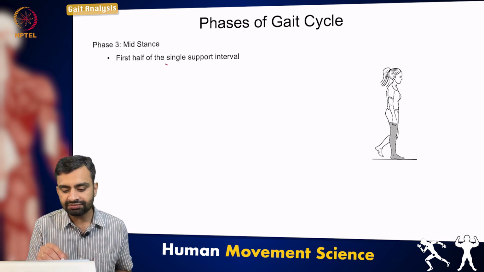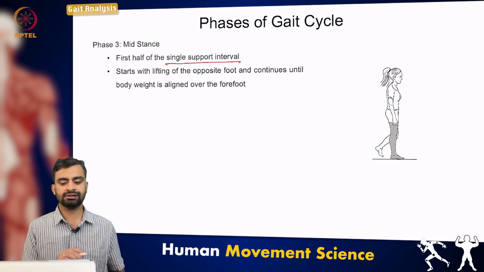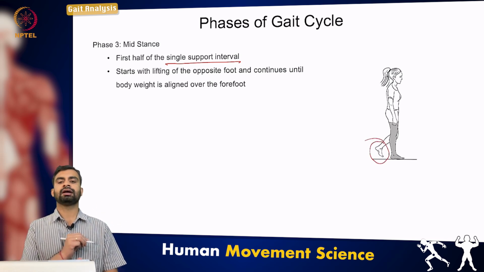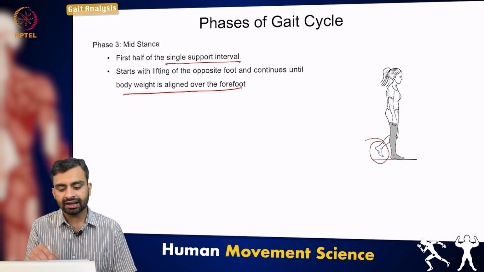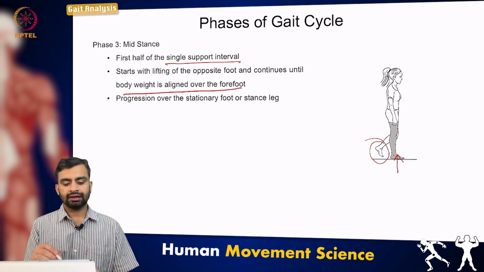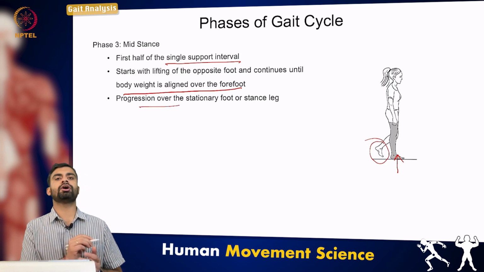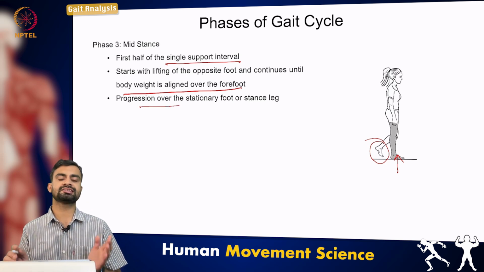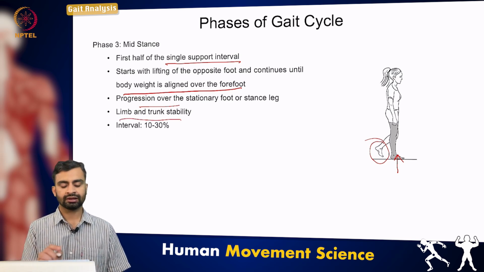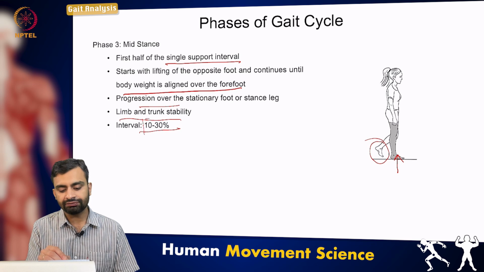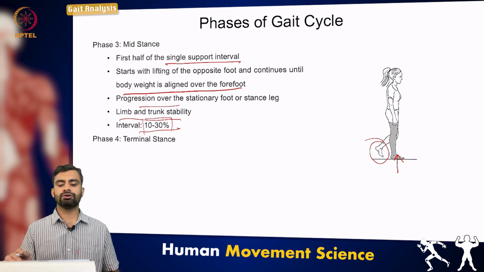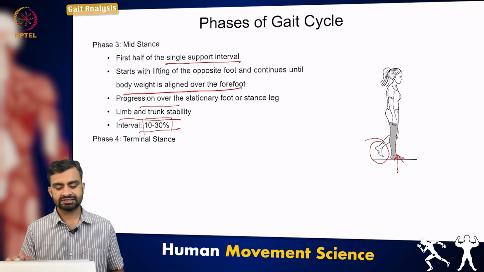This is the first half of the single support interval, and it starts with the lifting of the opposite foot and continues until the weight is aligned over the forefoot over here. It helps in the progression of the body over the stationary foot or the stance leg, and also helps in limb and trunk stability. It happens during the interval of 10 to 30% of the gait cycle. This phase is followed by the terminal stance phase.